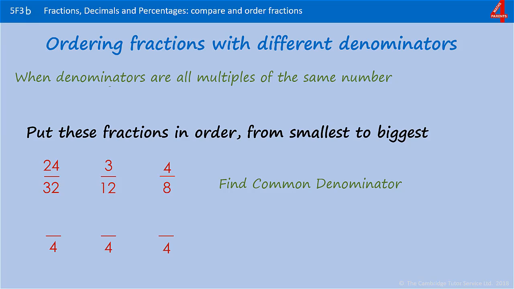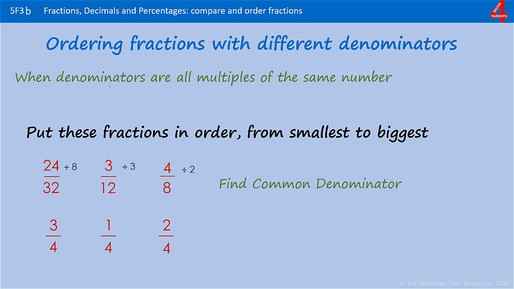They all share a factor of 4. 4 goes into 32, 12 and 8. How many times does 4 go into 32? Well, if you divide 32 by 8, you get 4. So if we divide 24 by 8, we get 3. So that's 3/4. To get from 12 to 4, we divide by 3. So we're going to divide 3 by 3, and that's 1/4. To get from 8 to 4, we divide by 2. So we're going to divide the numerator by 2, and that's 2/4.